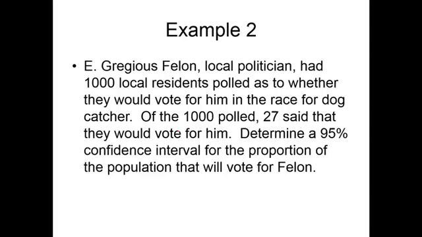Example 2. Egregious felon, local politician, had 1,000 local residents polled as to whether they would vote for him in the race for dog catcher. Of the 1,000 polled, 27 said that they would vote for him. Determine a 95% confidence interval of the population that will vote for felon.